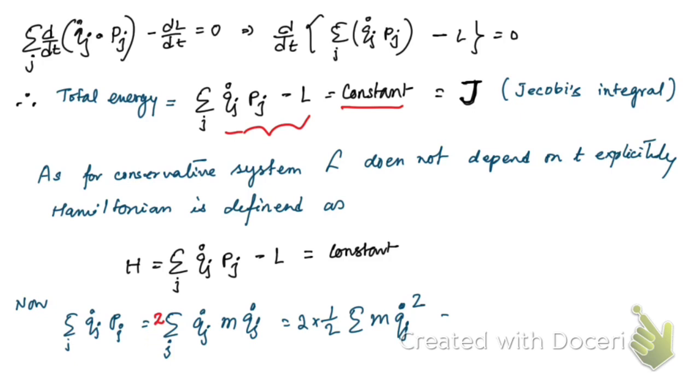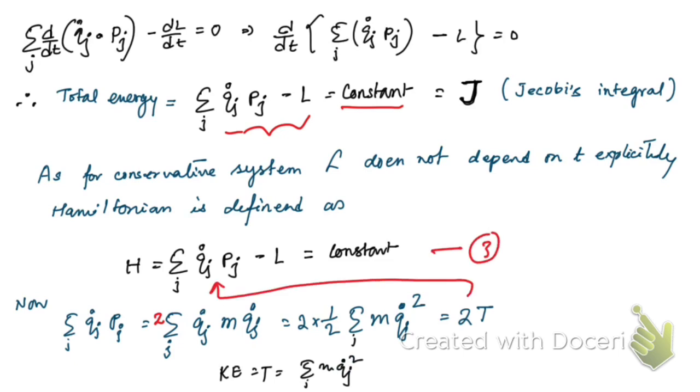So then this part, half, is of this form. You can compare it with half mv squared, which is nothing but kinetic energy, right? So 2 into T. So this part is T, kinetic energy. So here now we're going to use this. Here T is the kinetic energy, right? So this is, suppose, equation number 3, and this part we have got is equal to 2T.